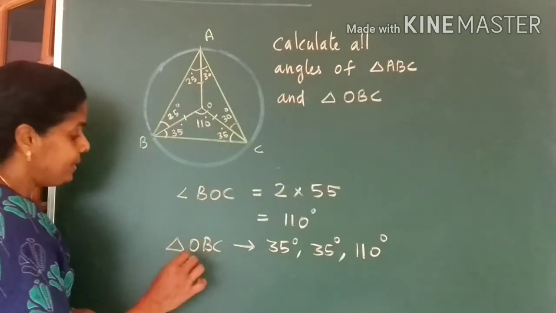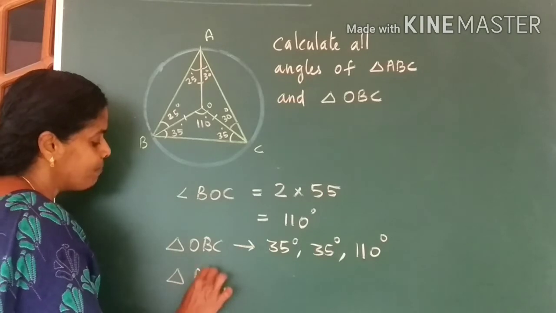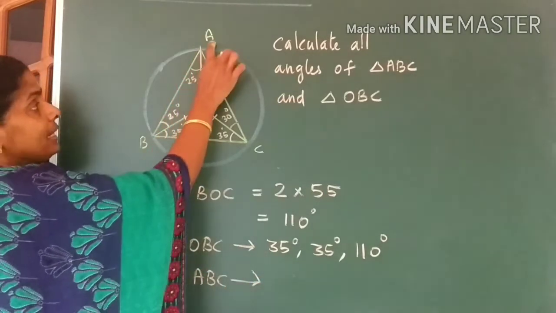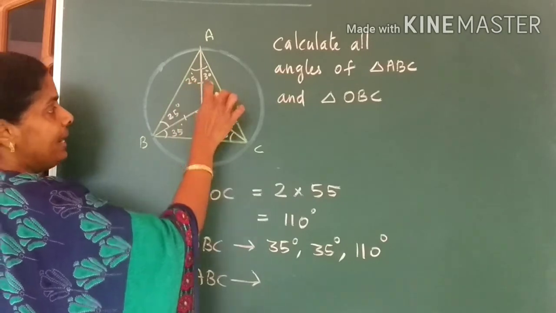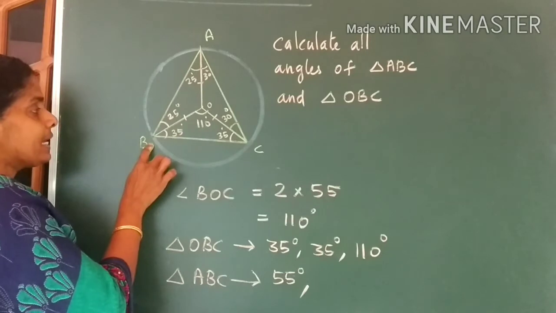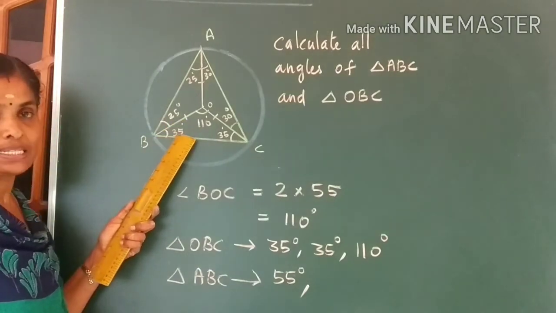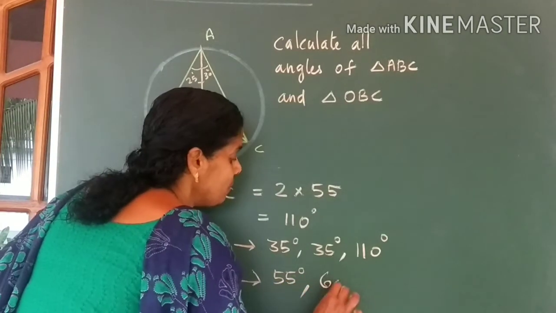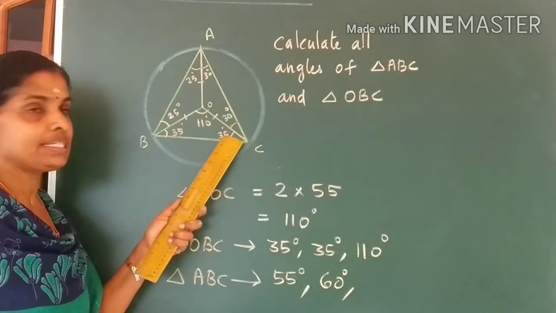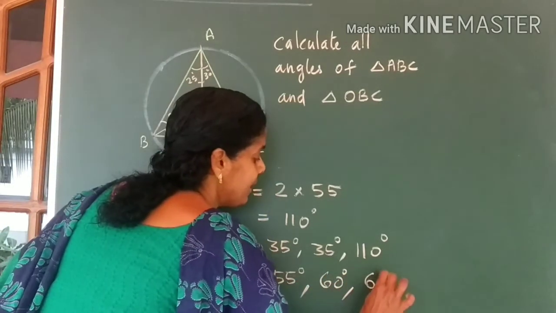And what about triangle ABC? To get the angles of triangle ABC, angle A, these two added, so you get 55 degrees. What is angle B? 25 plus 35, which gives you 60 degrees. Angle C, 30 plus 35, 65 degrees.